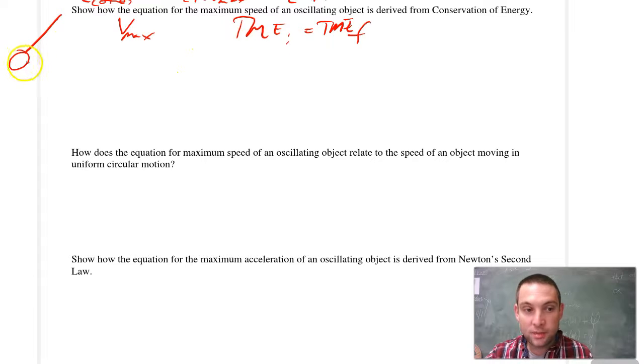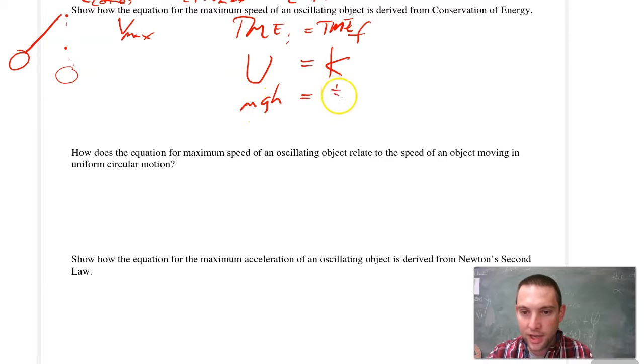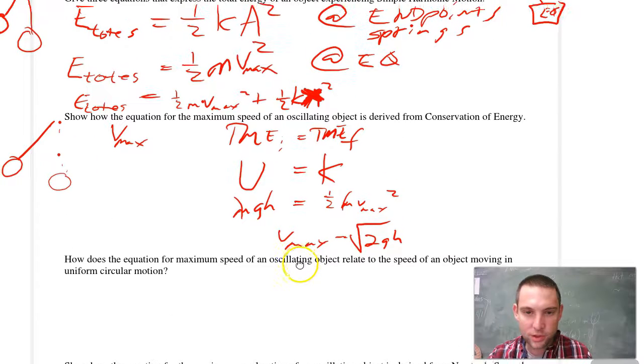My total mechanical energy in the beginning, so let's say I have my gravitational potential energy in the beginning. And then my energy at the equilibrium will be my end point, and I know that's going to be my maximum kinetic energy. So this becomes mgh equals 1/2 mv max squared. Mass on both sides, multiply by 2, and take the square root, and we get Vmax equals the square root of 2gh. Okay, that's not one of those equations we just derived.